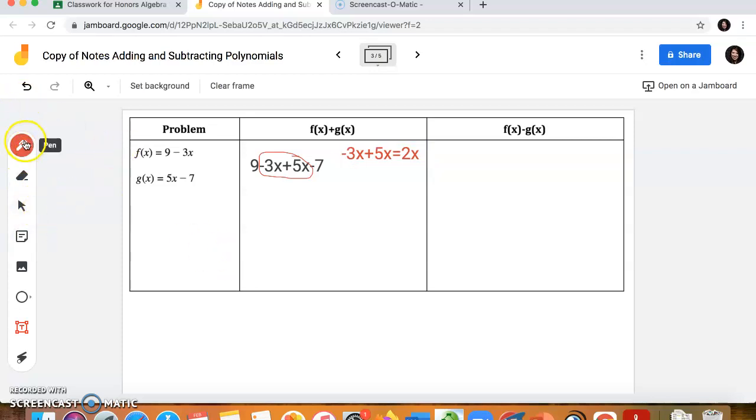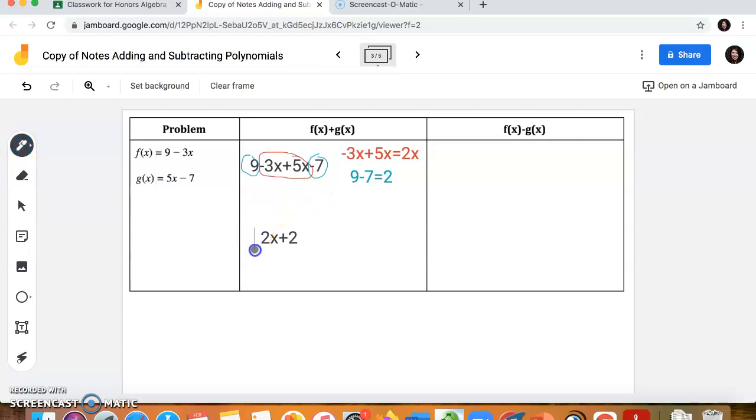And then if we combine the 9 and a negative 7, you have to include the sign that's in front of it. So if we included that 9 minus 7, we'd have 2. And so our answer here would just simply be 2x plus 2. And that would be the final answer. 2x plus 2.